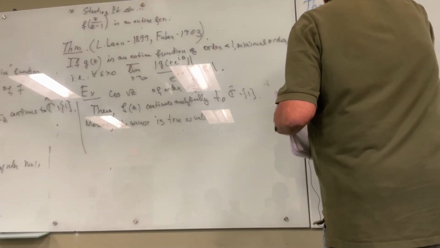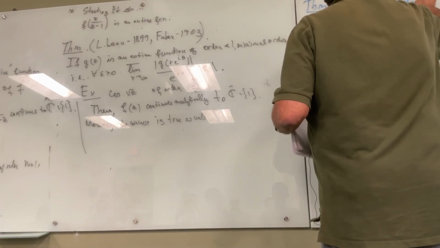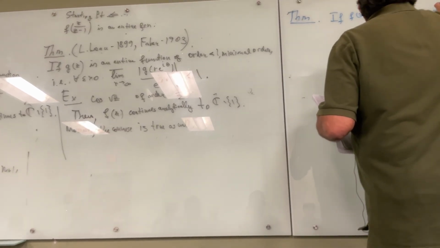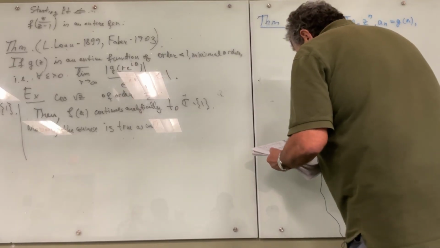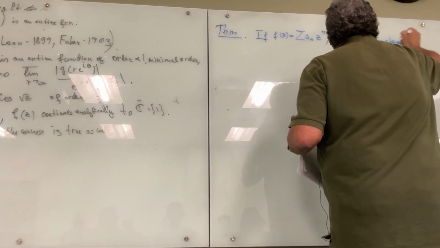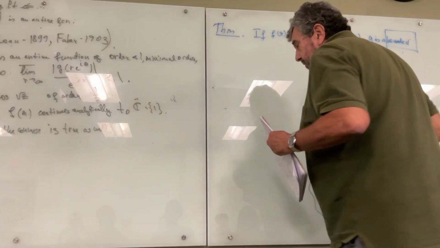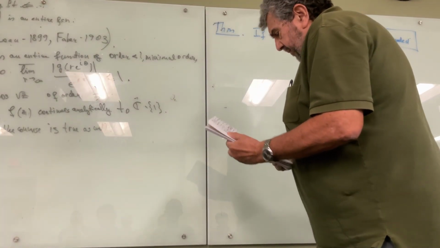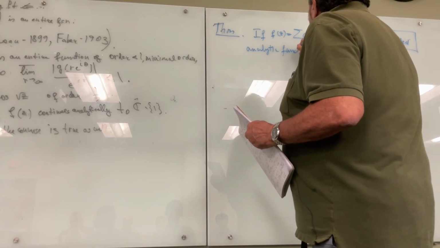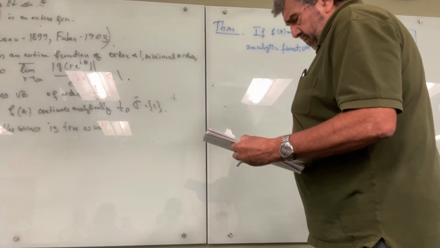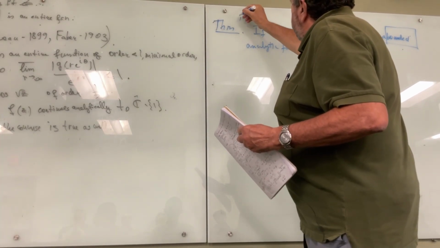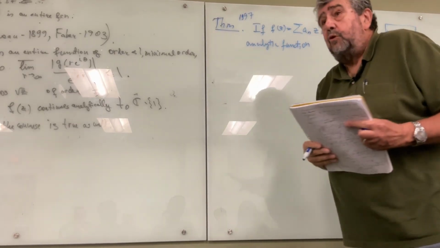So if f of z is the sum of a_n z to the n, a_n is equal to g of n, and g is bounded, and I'll say a few words about that. It's just to give you an idea, because the proof doesn't change for a much more general statement. Analytic function. This is, what year is this? 1997. It wasn't before Leau and Fabry.